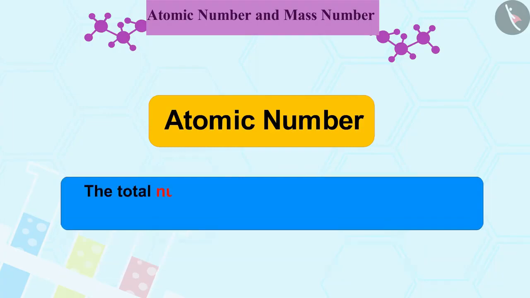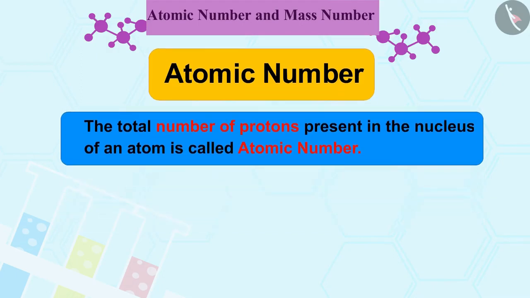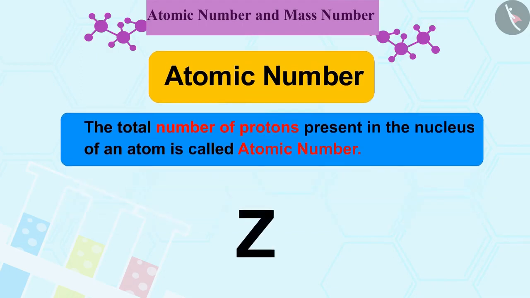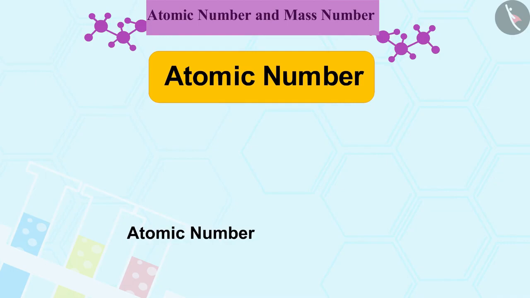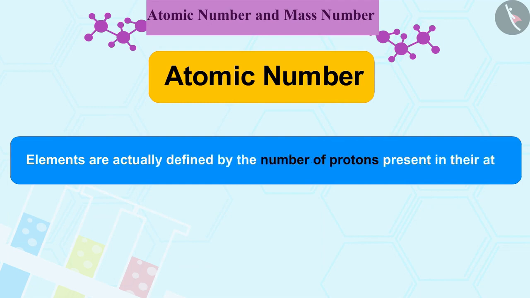The total number of protons present in the nucleus of an atom is called atomic number. It is denoted by Z. All atoms of an element have the same atomic number, Z. In fact, elements are actually defined by the number of protons present in their atom.